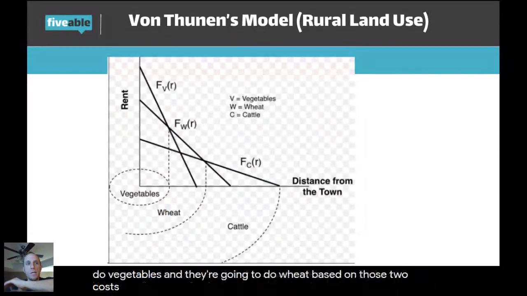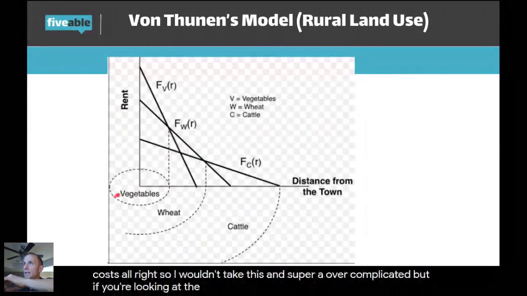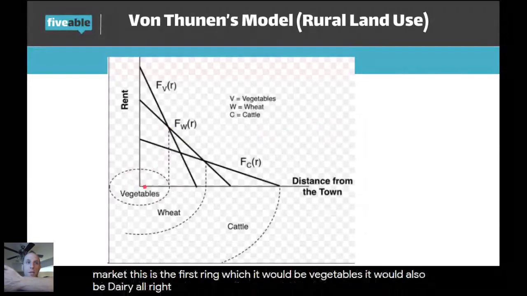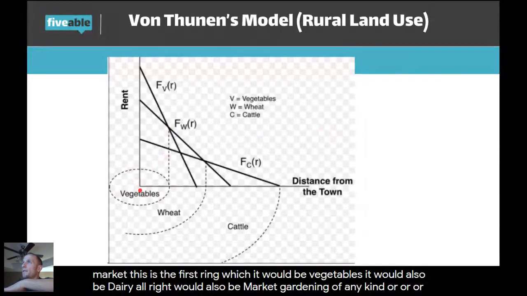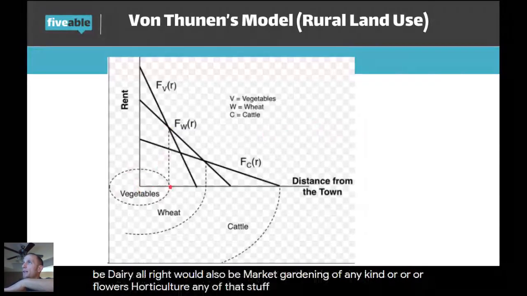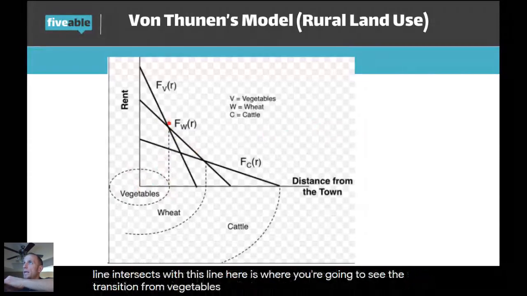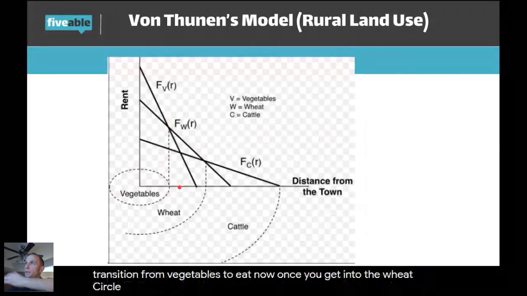All right. So I wouldn't overcomplicate this, but if you're looking at the model the way we did, this right here is the market, this is the first ring, which would be vegetables. It would also be dairy. It would also be market gardening of any kind, or flowers, horticulture, any of that stuff. Where this line intersects with this line here is where you're going to see the transition from vegetables to wheat. Now, once you get into the wheat circle, the land is going to be cheaper, all right?